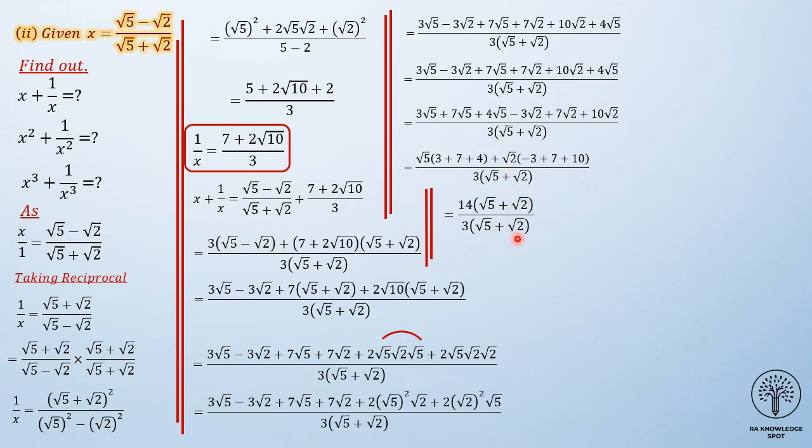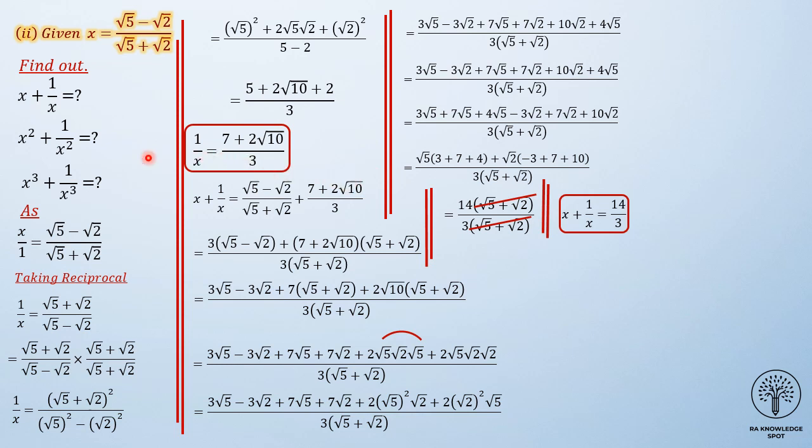You can see up and down there is the same number, and we can directly cancel them. This is the cancellation. Now what is the number left? You will have 14 over 3. Dear students, in this quite lengthy question, you only get the answer of this term right now. You just have to find x plus 1 by x, that is 14 by 3.